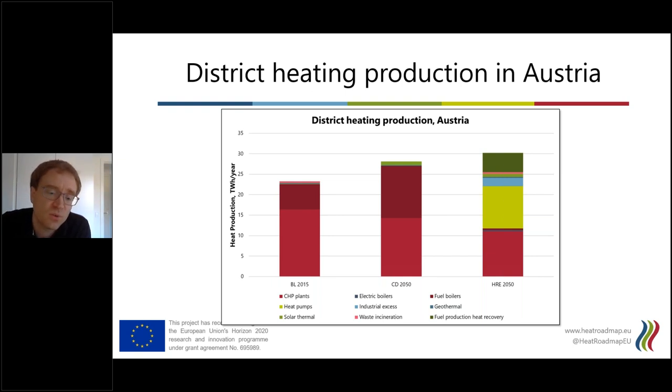I should also say all these data are based on third generation district heating. So there will be different numbers, of course, if you apply fourth generation district heating, which we talked about earlier. Next slide, please.